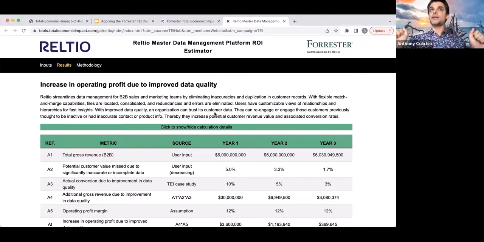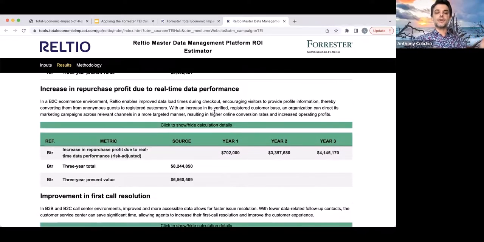It's a direct line between records good, records bad, and a human or an automated service at the end of the line, saving money. Increase in repurchase profit due to real-time data performance is a data performance mechanic. If I produce this data faster and it can be served faster with progressively decoupled applications within the solution, maybe in this case a website doing a direct call on the back end, if that performance is high, output is good, people buy more.